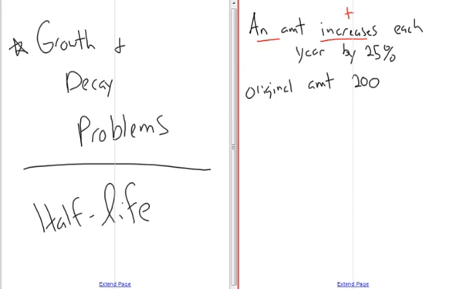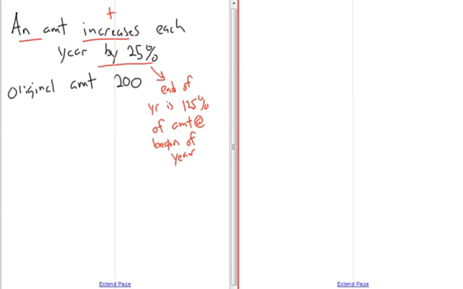So let's say you've got an amount of something. It could be money, could be stores, could be bacteria or whatever, and it increases each year by 25%. And maybe the original amount was 200 units, $200 or whatever. So if it increases 25% each year, then another way of thinking of that is at the end of the year, you have 125% of the amount that you had at the beginning of the year.